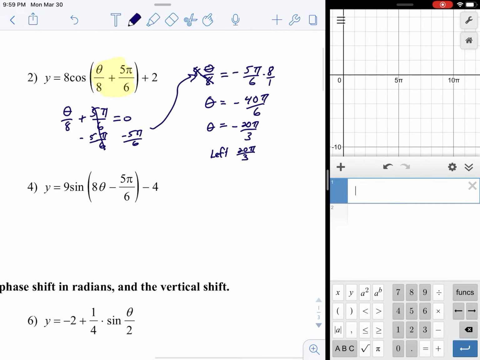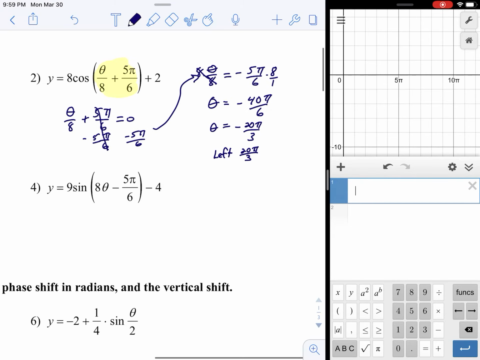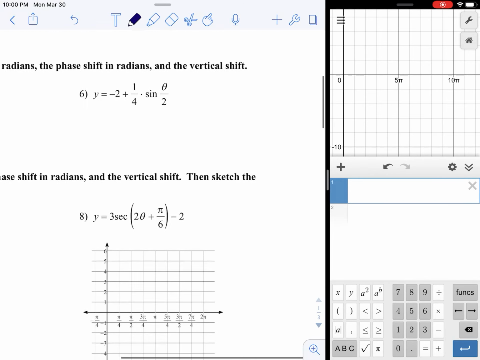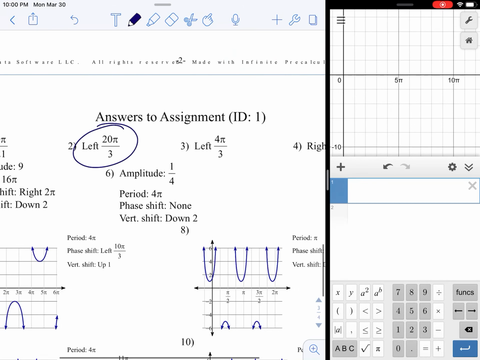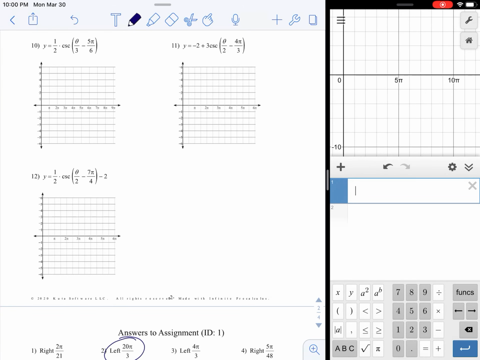So you set it equal to 0 and solve it. A negative answer means that it has shifted to the left. Let me check number 2 and make sure that I didn't just do something wrong. Oh, there it is. Left 20 pi over 3.